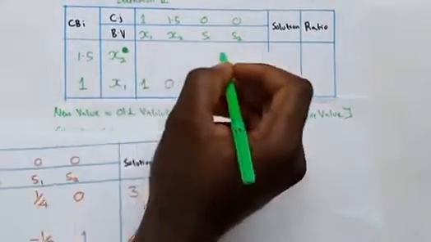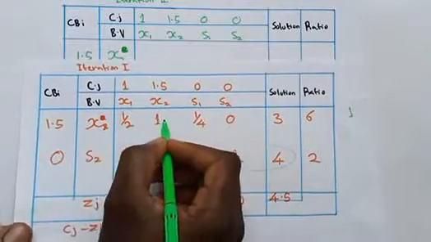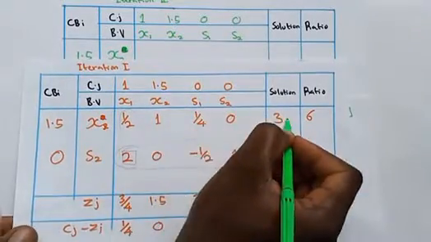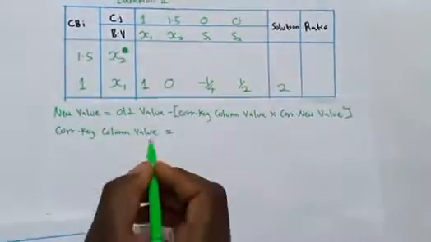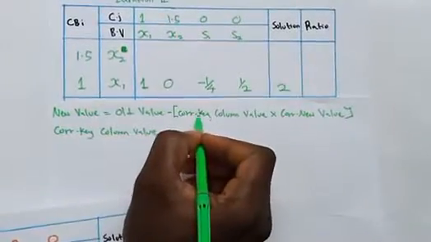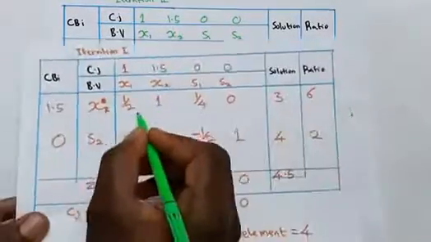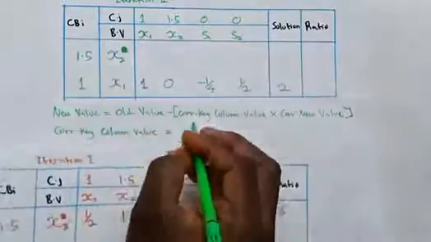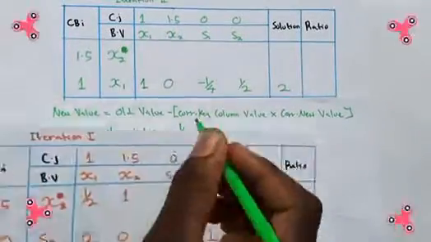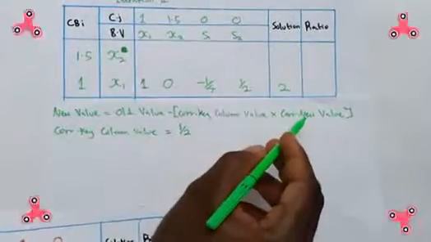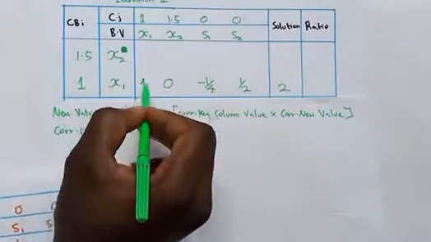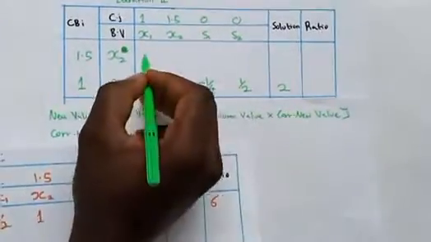For this row, look at the old values here: 1 over 2, 1, 1 over 4, 0, and 3. So these values minus corresponding key column value. The corresponding key column value for this row is 1 over 2. So 1 over 2 multiplied by corresponding new value. So the corresponding new value is 1 for this first position.